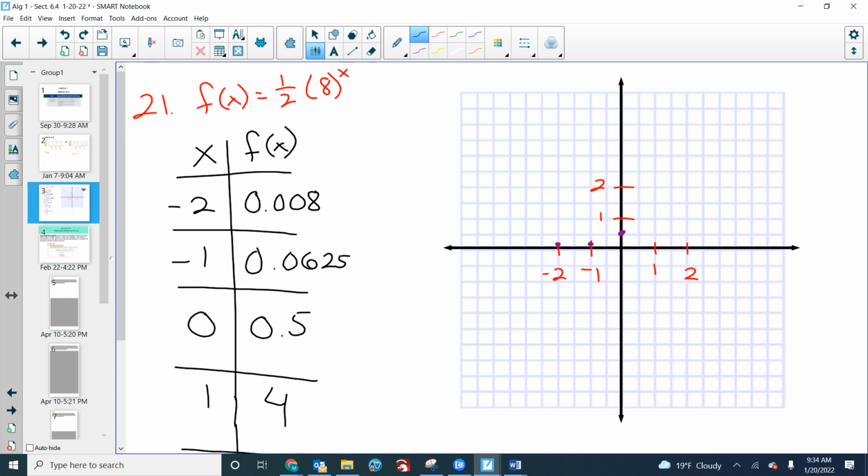So at 1, that is a big change. It's almost exponential. All right. At 2, 8 squared is 64. What's half of 64? 32.